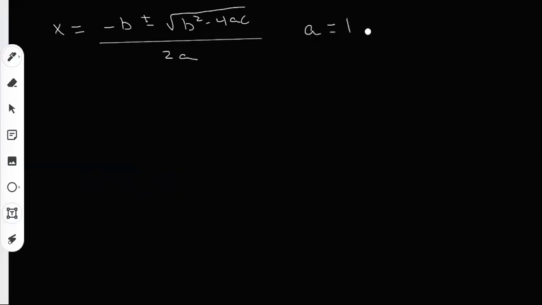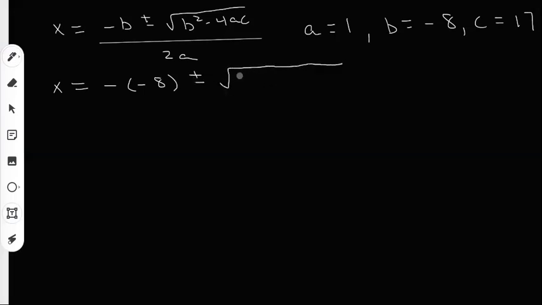We'll be using a equals 1, b equals -8, and c equals 17. So I first start off by plugging in all three of these numbers. I have a -b, that's going to give me a -8 plus or minus the square root of b squared. That would be -8 squared minus 4ac. A is 1, C is 17.